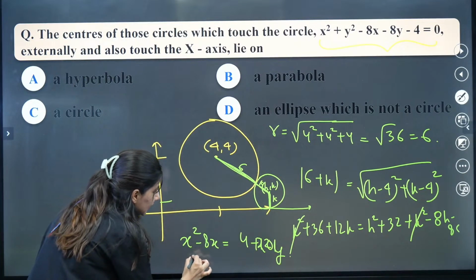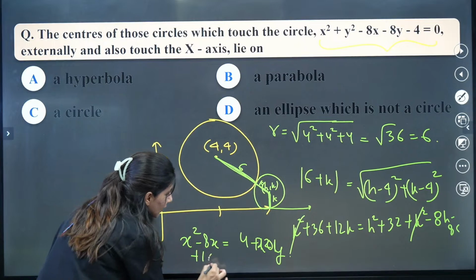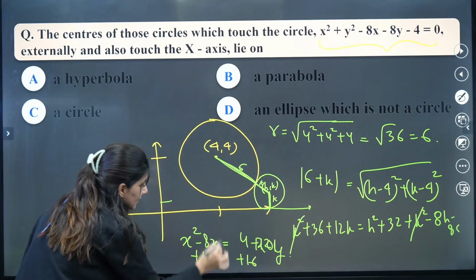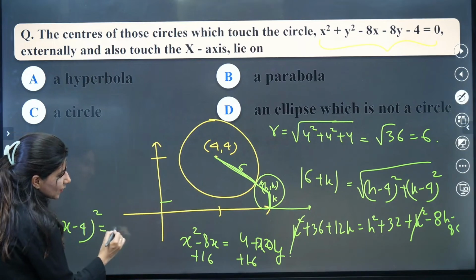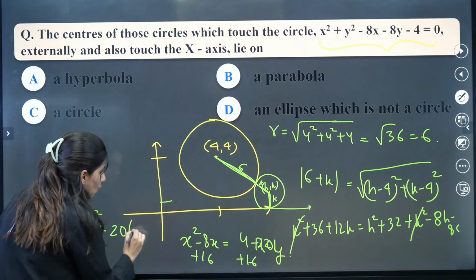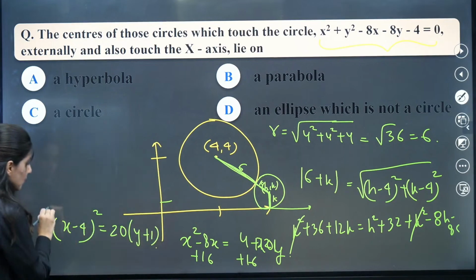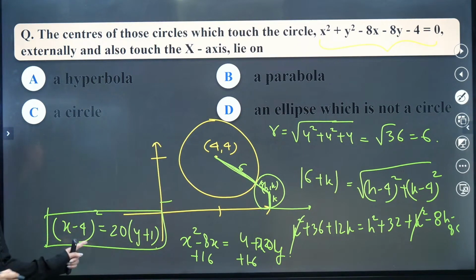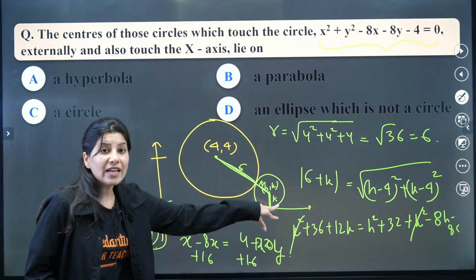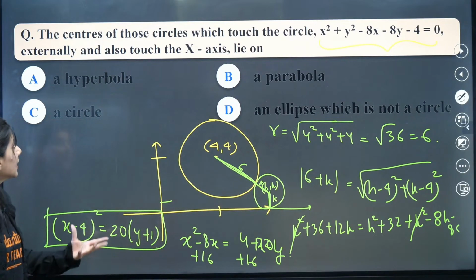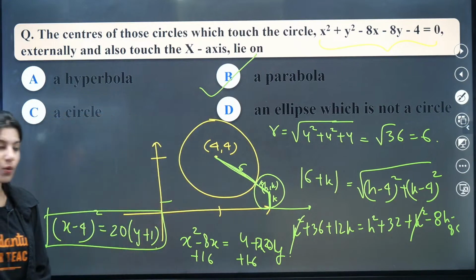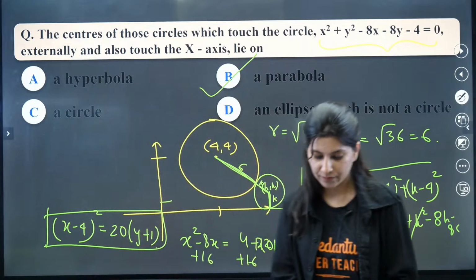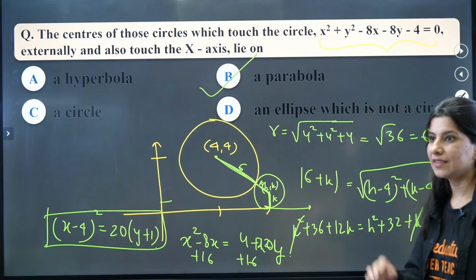And now I need 16 over here and 16 over here to make this a perfect square. So this is going to become (x minus 4) square is equal to 20y plus 1. So can you see this is a parabola, the equation of a parabola. So the locus of the center of such circles is nothing but a parabola.